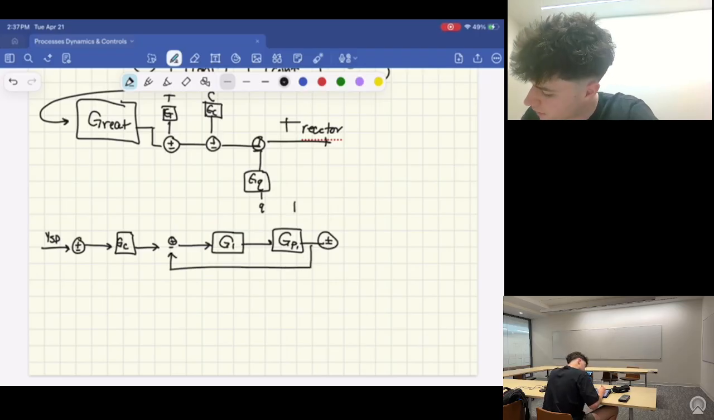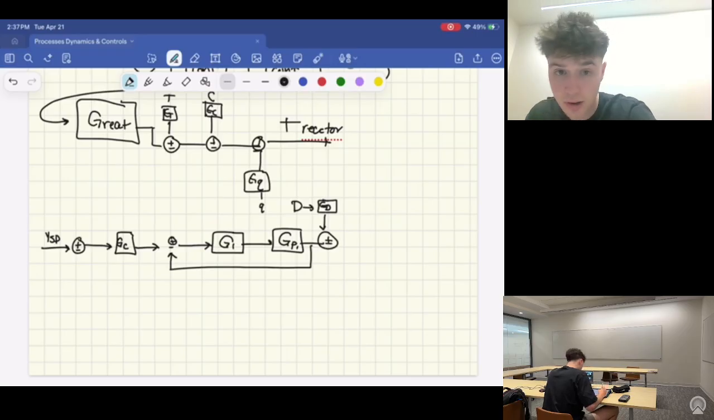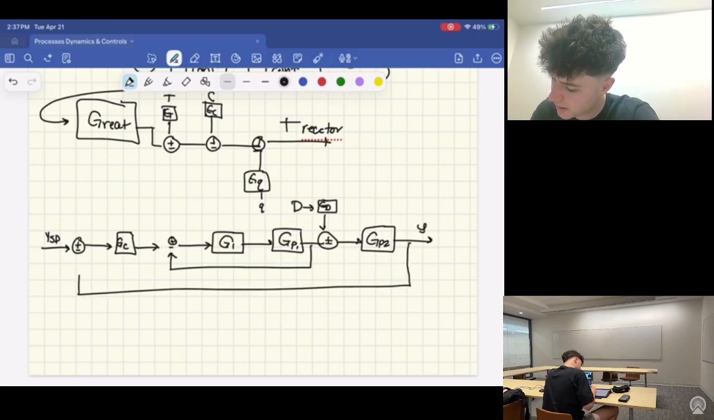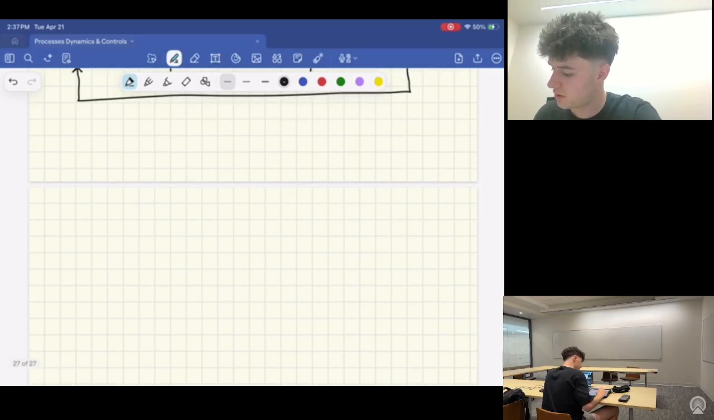And going into this controller, we have D going into GD, going into the controller, all the way out to GP2, which will have this cube here, and an outlet stream of Y, and this Y will be recycled all the way back to this reactor. So now we are going to actually make an equation for this. Let's start a new page.